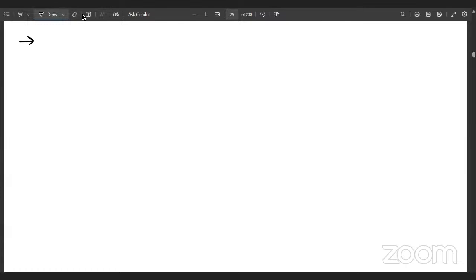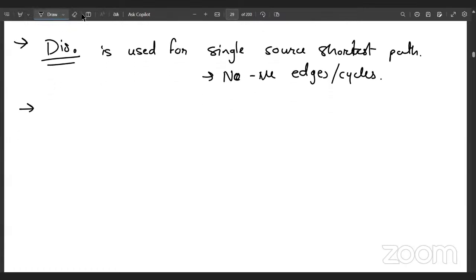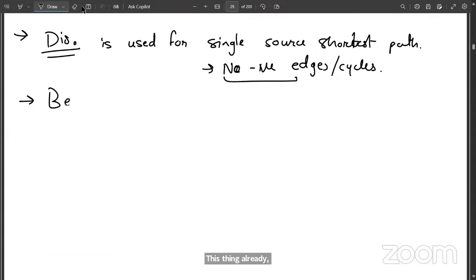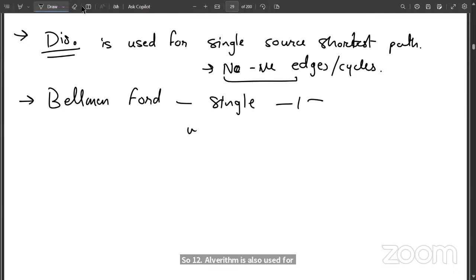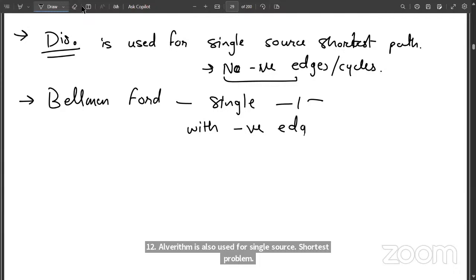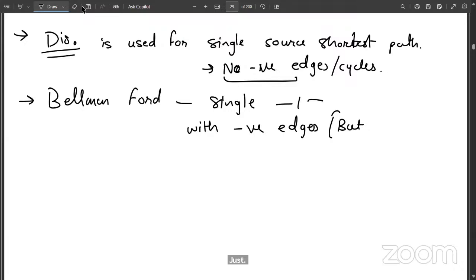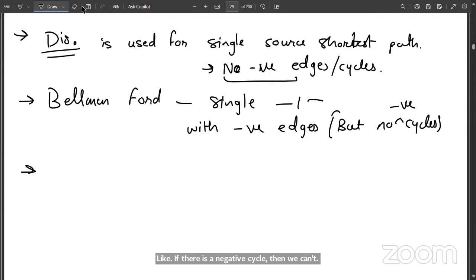This thing I already told you: no negative edges or cycles. And the second thing, for addressing the problem that we have a negative edge, we use the Bellman-Ford algorithm. So the Bellman-Ford algorithm is also used for single source shortest path with negative edges, but no negative cycles. If there is a negative cycle, then we can't reach a conclusion using Bellman-Ford either, right?